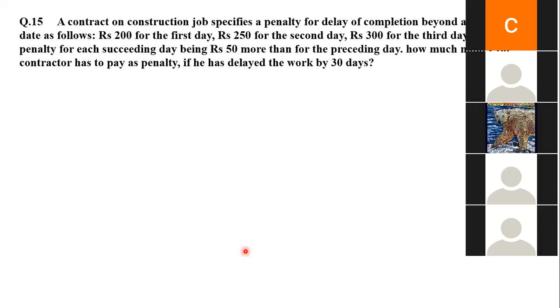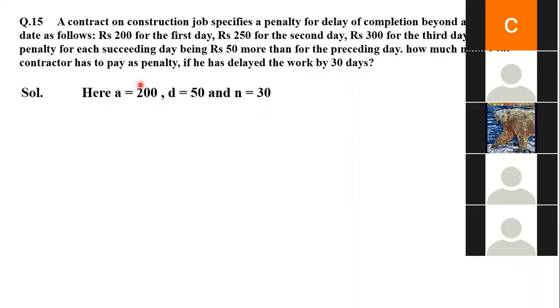Now 15th one. A contractor on a construction job specifies a penalty for delay of completion beyond a certain date as follows: rupees 200 for the first day, 250 for the second day, 300 for the third day, etc. The penalty for each succeeding day is rupees 50. How much money does the contractor have to pay as penalty if he has delayed the work by 30 days?